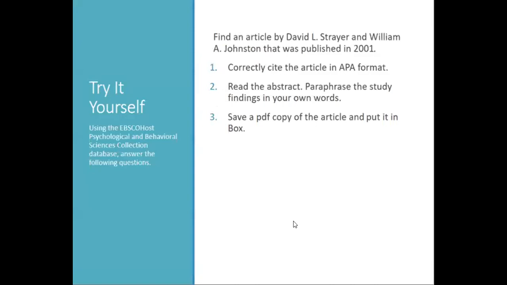Okay, so this is just a little practice. What I'd like you to do is get on EBSCO in the psychological and behavioral sciences collection and see if you can find this article. So the information I've given you is the authors' names and the year of publication, so you can use those to search. And I would like you to correctly cite the article in APA format, read the abstract, and then paraphrase the study in your own words. So write 1 or 2 sentences that summarize what the study was about without plagiarism, and then save a PDF copy of the article and practice putting it on Box.